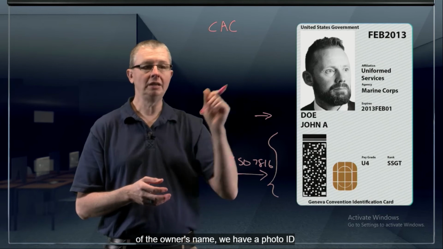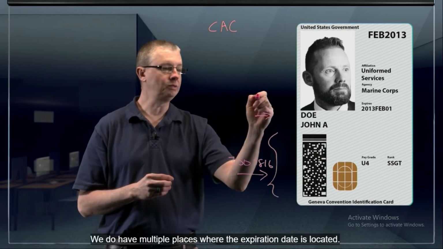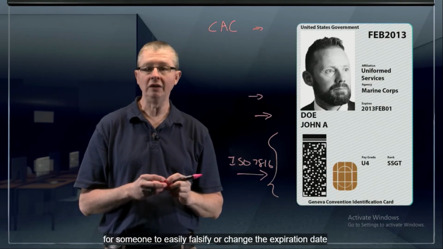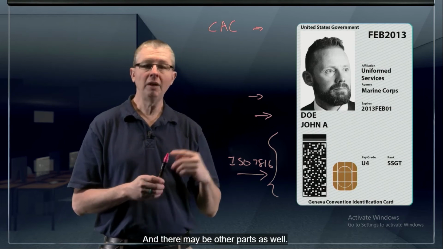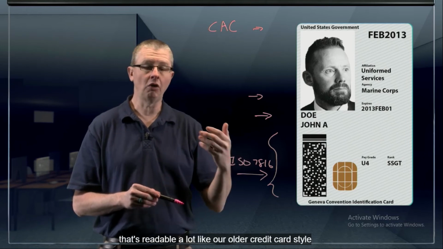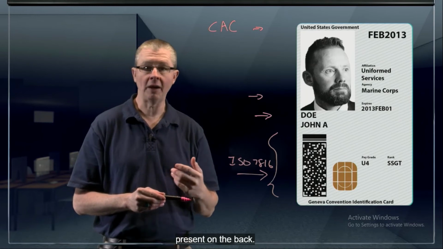We have a photo ID where you can see their face. We do have multiple places where the expiration date is located, and this way it's going to be challenging and difficult for someone to easily falsify or change the expiration date on the original card. And there may be other parts as well. The back may have a magnetic stripe that's readable, a lot like our older credit card style options. There may be other types of optical information present on the back.